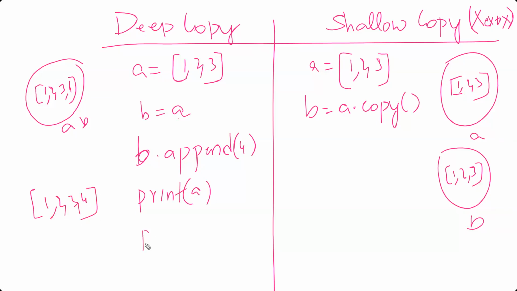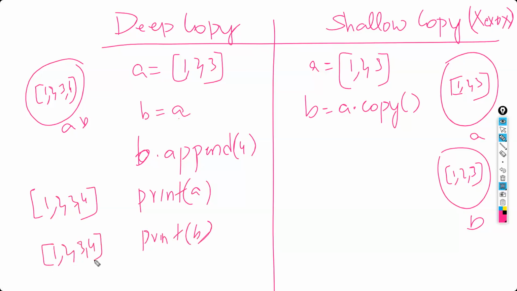If you print B, what is the output? 1, 2, 3, 4. Because both are the same single object. If you do one modification in A, it will be impacted on B. If you do modification in B, it will be impacted in A.